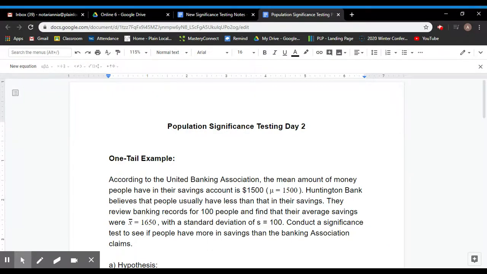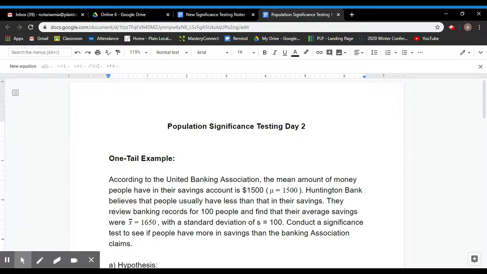Today, I want to run through examples of what a one-tail significance test looks like and a two-tail significance test. Last time, I just introduced significance testing with these new formulas using a two-tail test, and I got some questions based on how to know if it's a two-tail or a one-tail. Well, today we'll talk more about that difference.